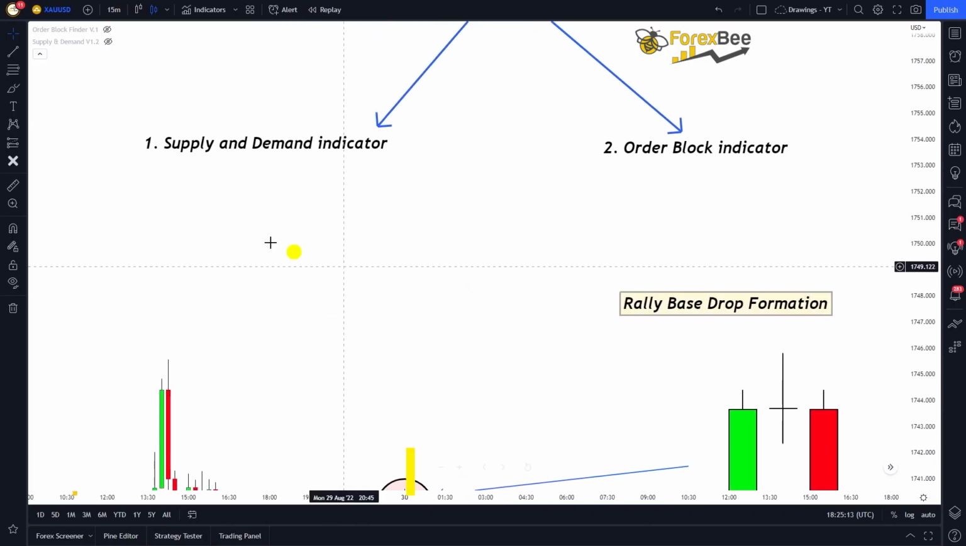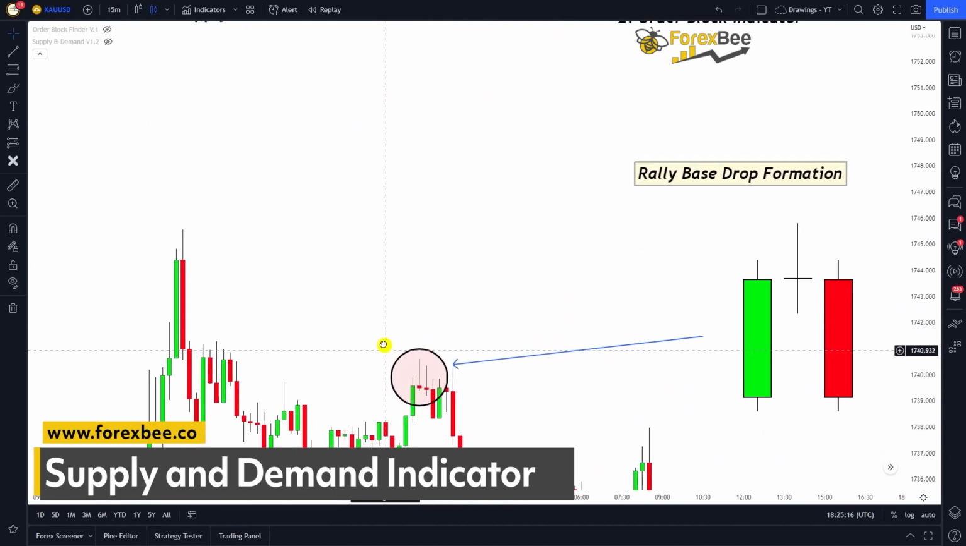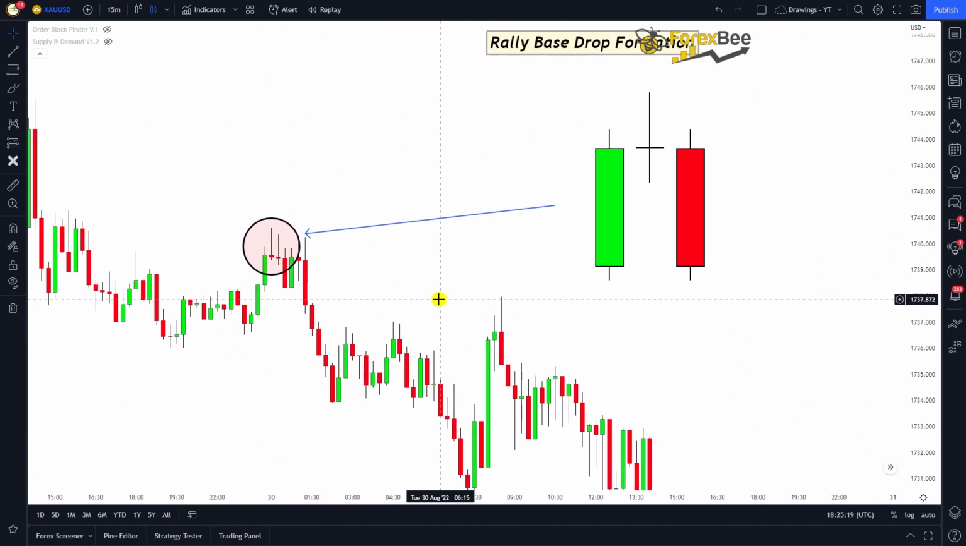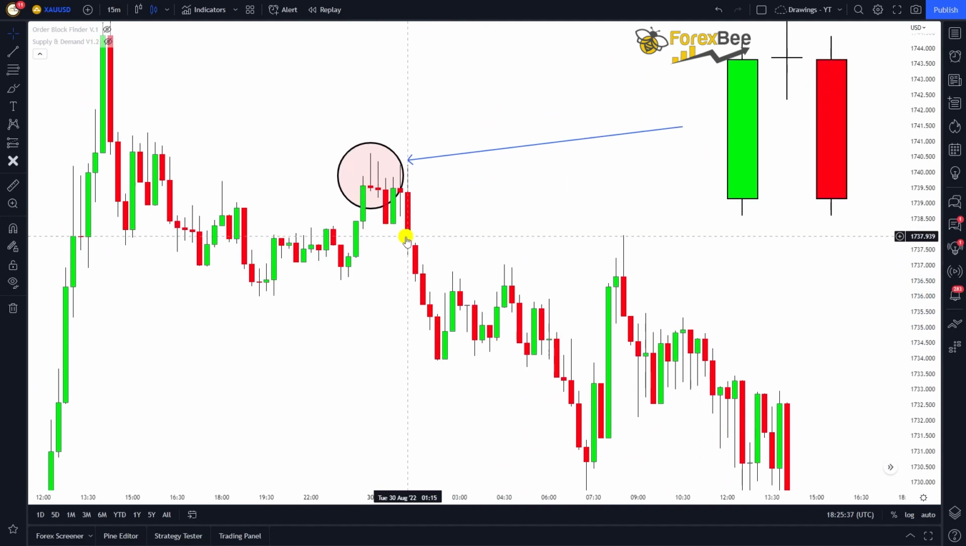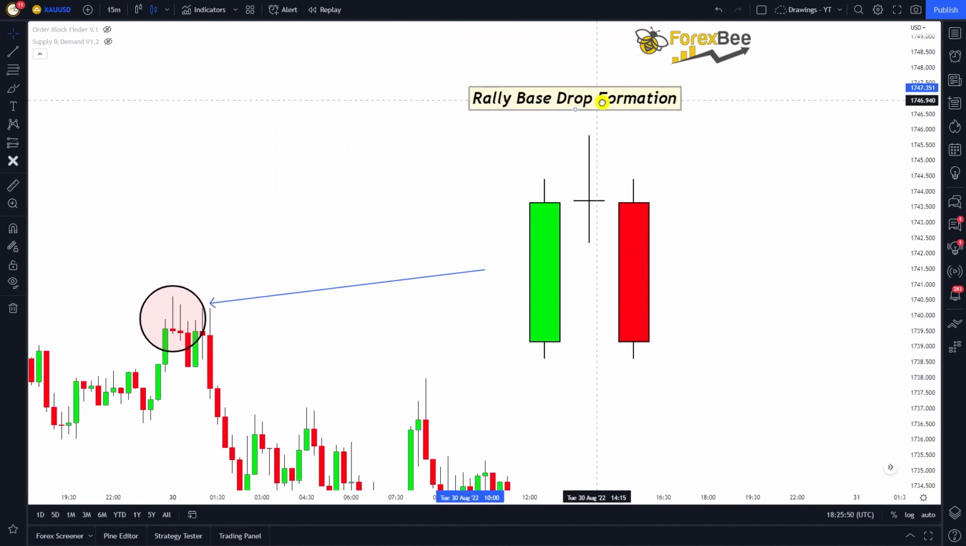So first of all, let's go over the supply and demand indicator. And if you have gone over our content related to supply and demand, you must know that there are four types of supply and demand zones. There is a rally-based rally and drop-based rally demand zones, and after that there is a drop-based drop and rally-based drop supply zones. So if we look at the chart closely enough here, we can see the formation of a rally base drop supply zone, because this is the rally candle, then these are two base candles, and then this one here is a drop candle. So this is a rally base drop supply zone, as we can see it more clearly here.